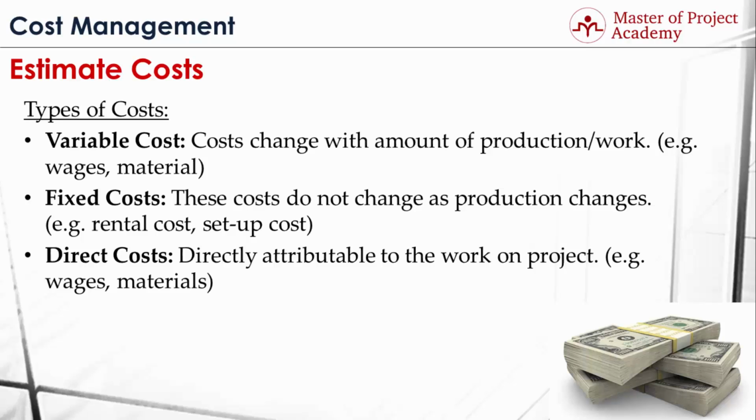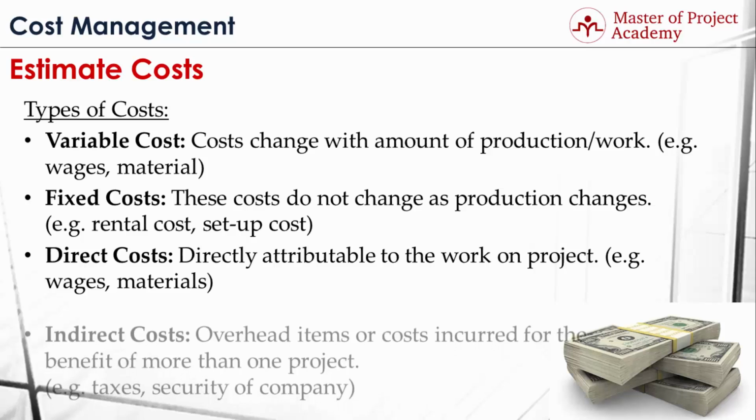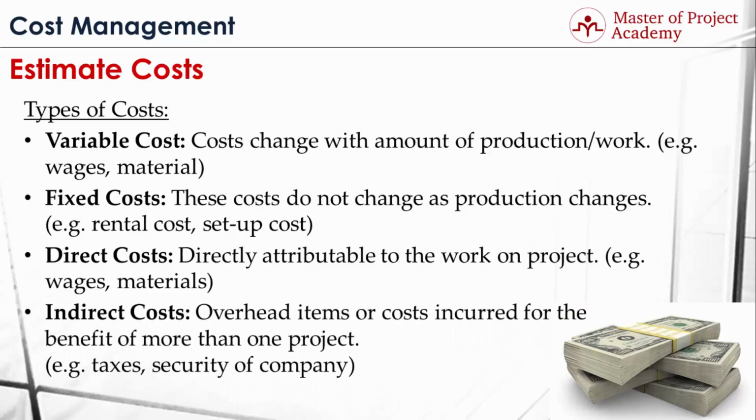The fourth and the last type of cost is indirect costs. Overhead items or costs incurred for the benefit of more than one project are indirect costs. For instance, CEO of the company does not actively contribute to the projects of a company. However, his salary, compensation packages, etc. are all a cost to the company.